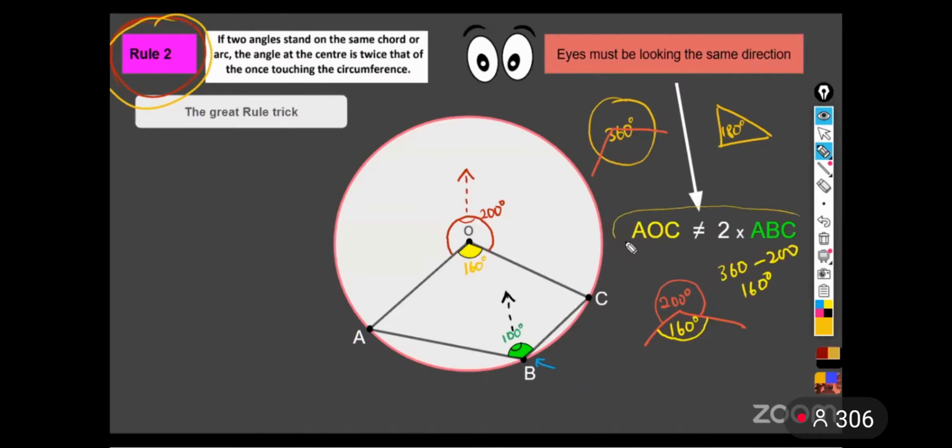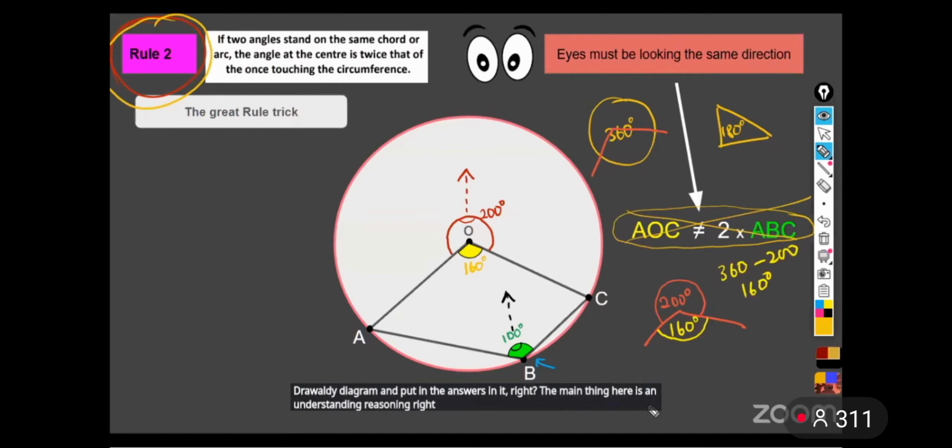You don't have to take down this note here, right? That is just irrelevant right now. Draw the diagram and put in the answers in it, right? The main thing here is to understand the reasoning right now. It's to understand the reasoning.